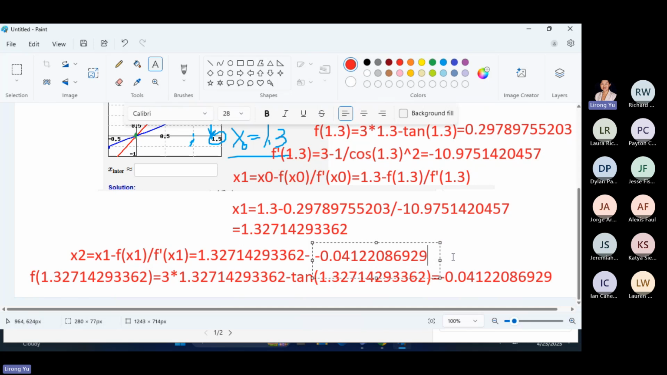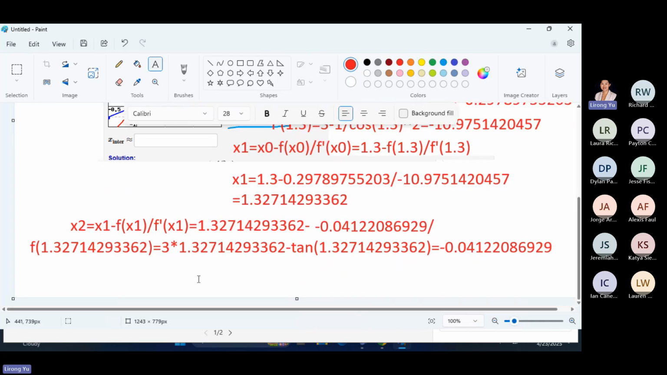The denominator is supposed to be the derivative. Now we have to calculate the derivative. Derivative at 1.327142993362. Okay, so we need to calculate the derivative. So how do we calculate it?